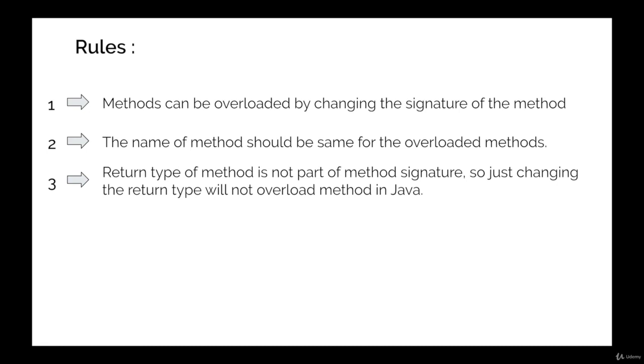We already know that the return type is never part of the method signature. So two methods can only be overloaded when they have the same name but different parameters. The return type doesn't come into consideration here because it is not part of the method signature. So these are the three rules.